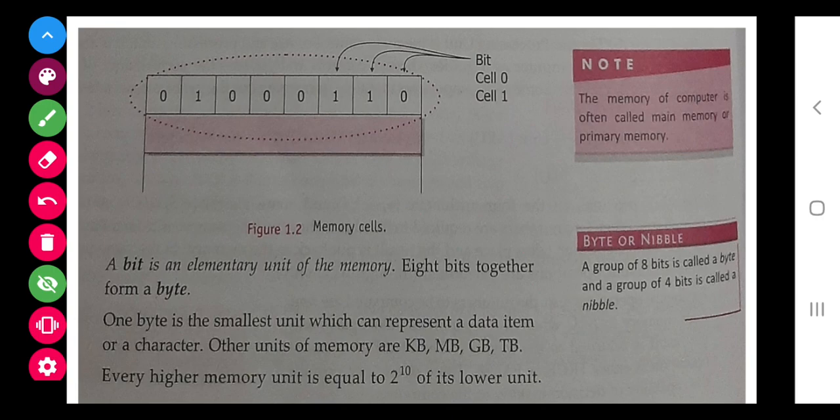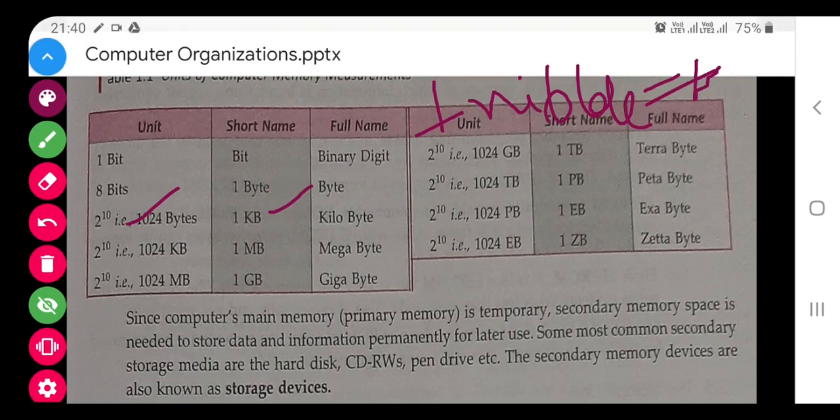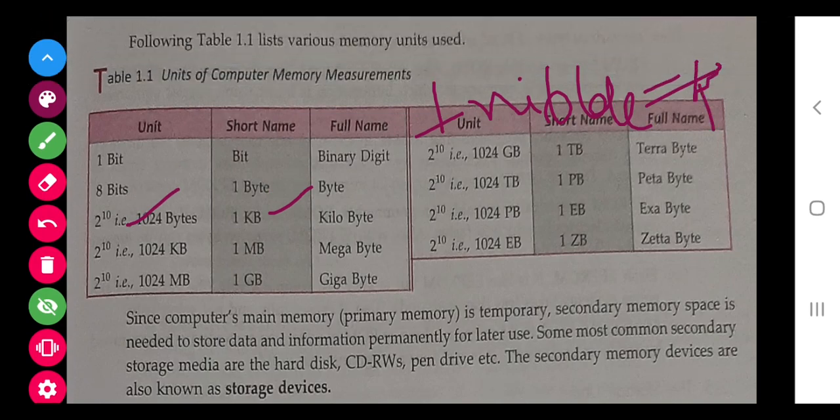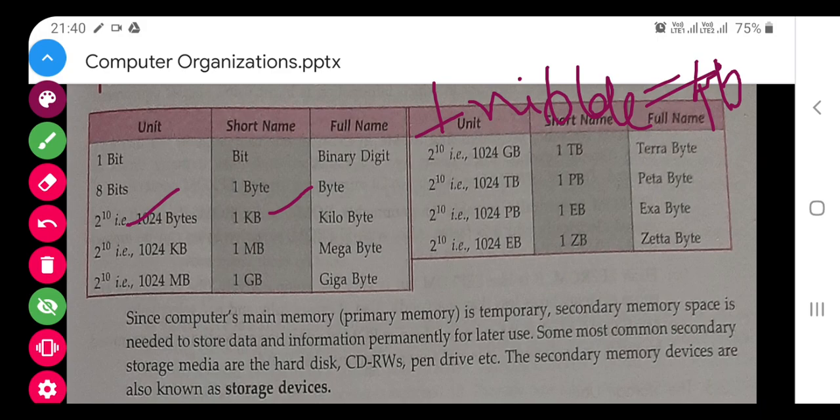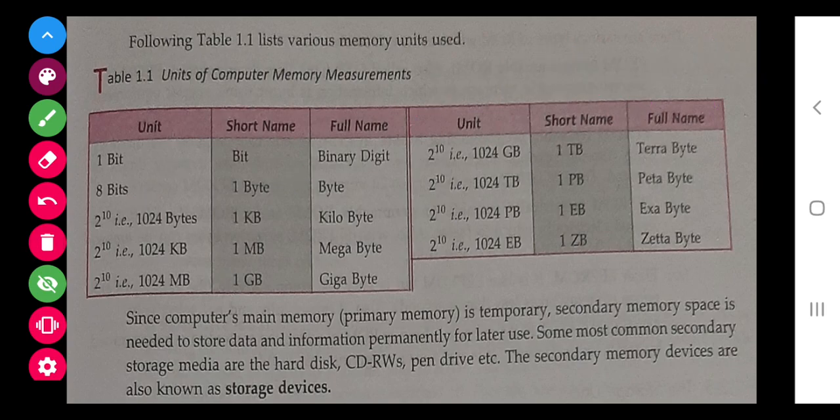And there is a relation between all these memory units. So that is given in this table. 1 bit is the shortest one. 8 bits make 1 byte. One more thing, you might have studied 1 nibble. 1 nibble is equal to 4 bits, half of a byte.